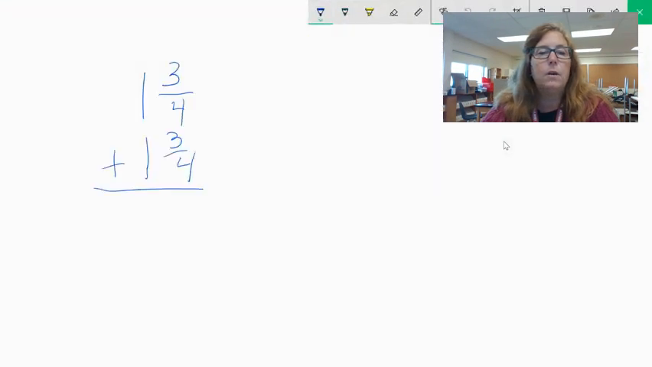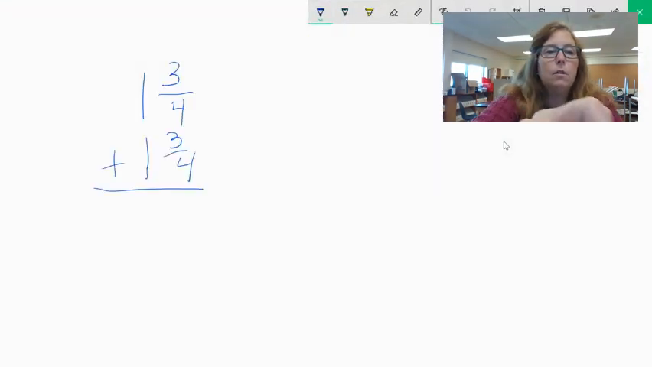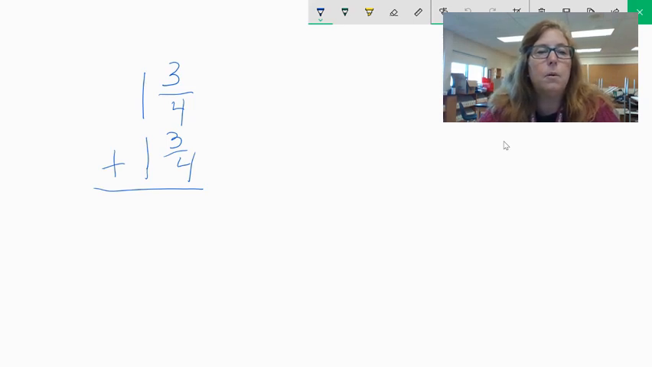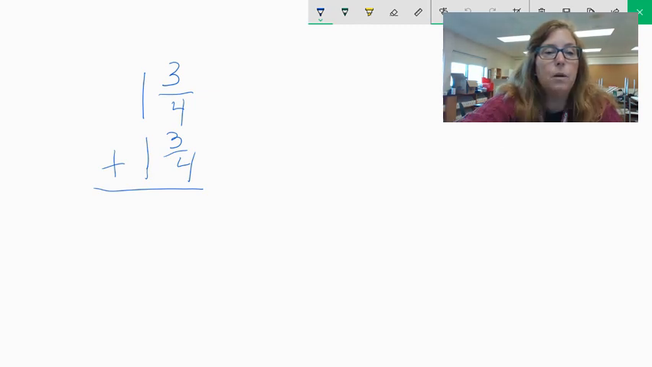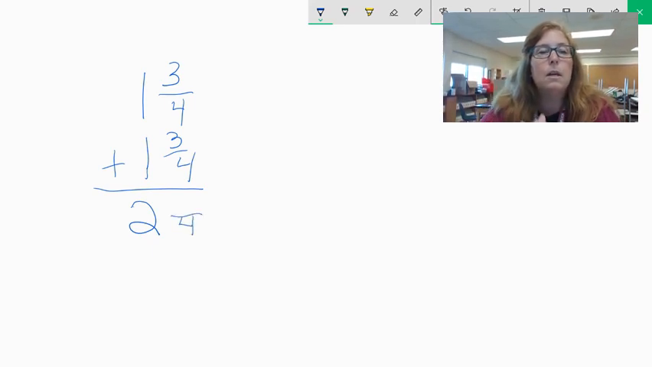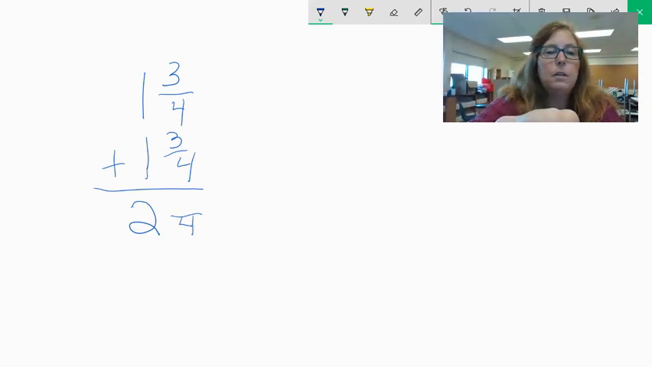So if we go to our sketch pad, if I start with 1 3/4 of a cup of an ingredient and I need to double that, I need to add another 1 3/4 cup. So to do that, I add the whole numbers. 1 plus 1, whole numbers would be 2. Then I add my fractions. The denominator is going to stay the same. It's still going to be in terms of fourths, but I add my numerators or the top numbers. So 3 plus 3 is 6.